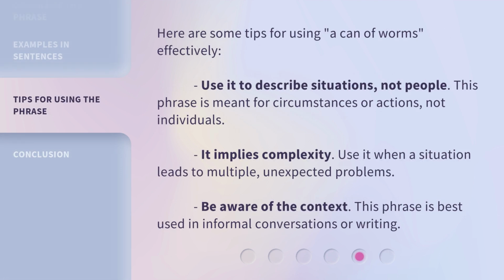Here are some tips for using a can of worms effectively. Use it to describe situations, not people. This phrase is meant for circumstances or actions, not individuals. It implies complexity. Use it when a situation leads to multiple, unexpected problems. Be aware of the context. This phrase is best used in informal conversations or writing.